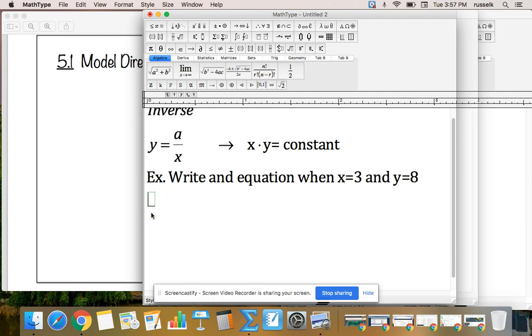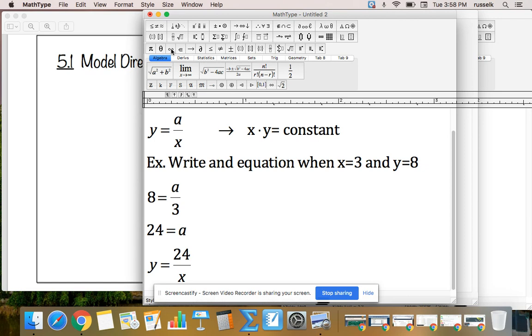Similar type of problem. We just plug in what we know. So we know that 8 is equal to a divided by 3. To get a by itself, we would multiply both sides by 3. We know that a is 24. Writing our final answer then, we have y is equal to 24 divided by x. Once again, it's important that your final equation has an x and a y in it.